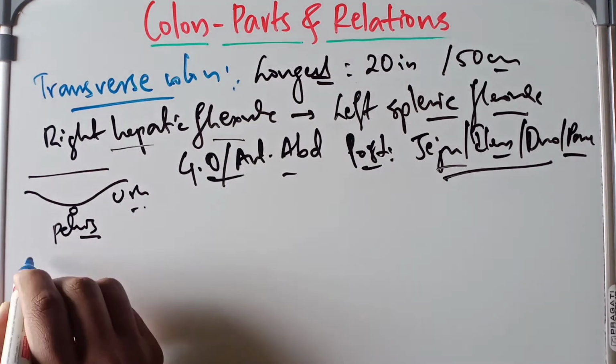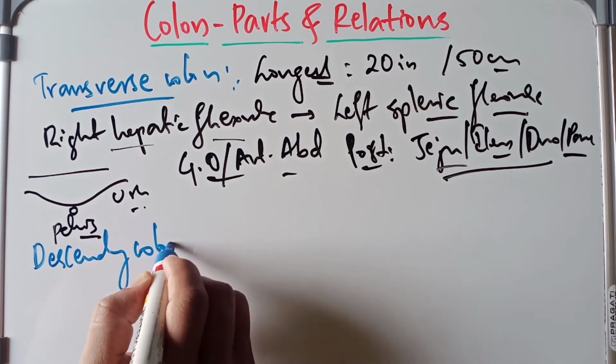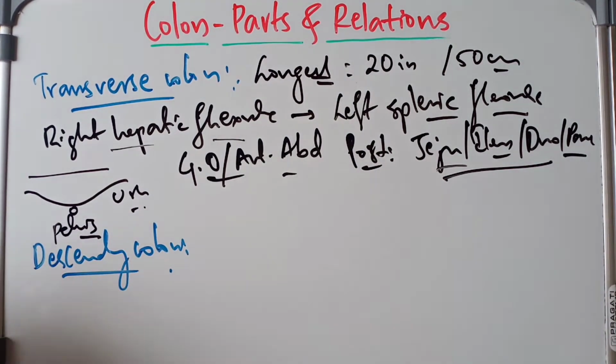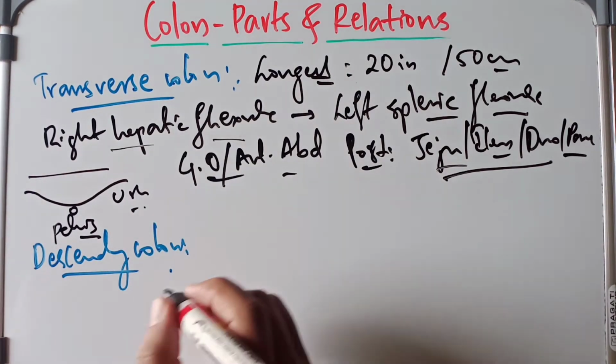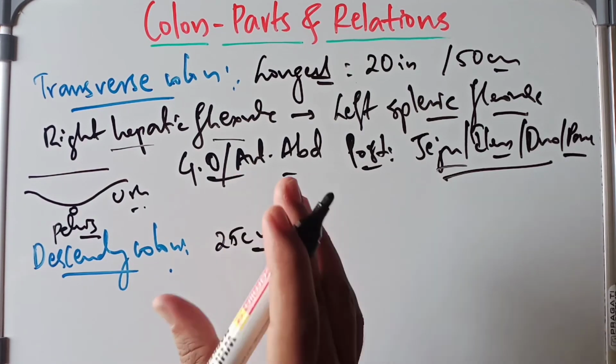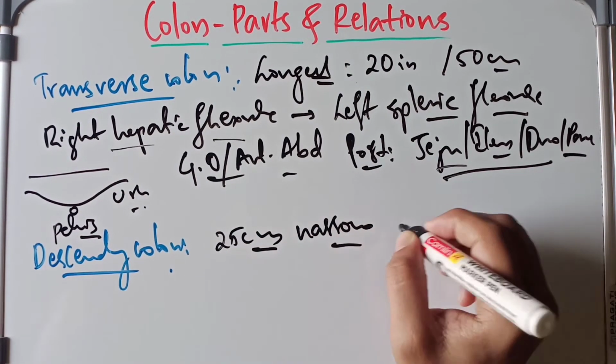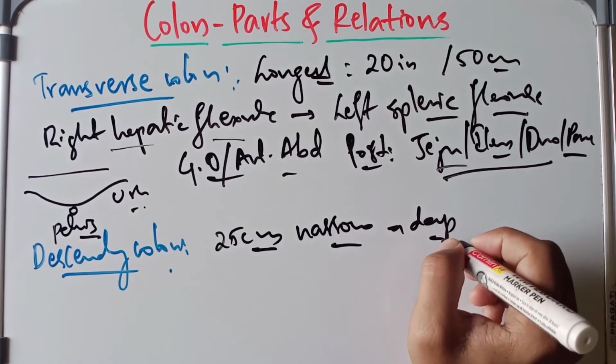So now let's discuss the descending colon. What do you know about the descending colon? The descending colon is about 25 centimeters in length, and it is also narrower and more deeply located than the ascending colon.